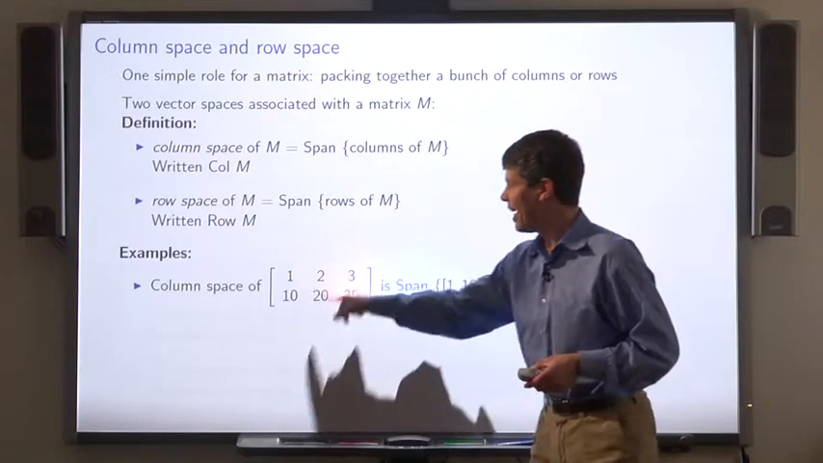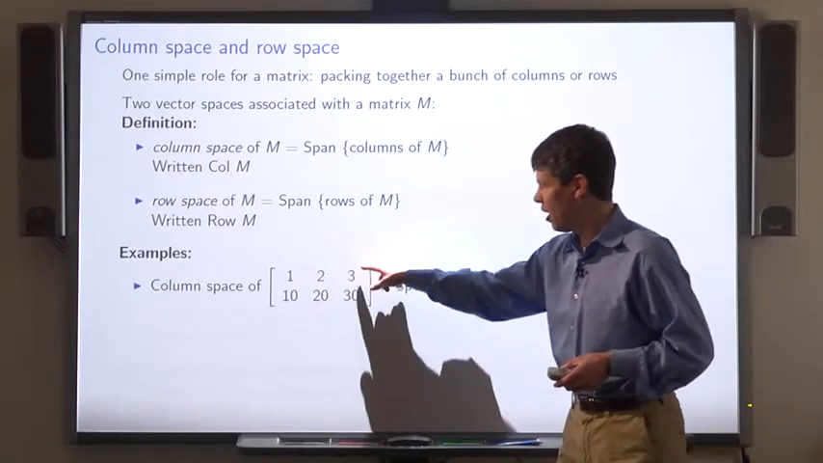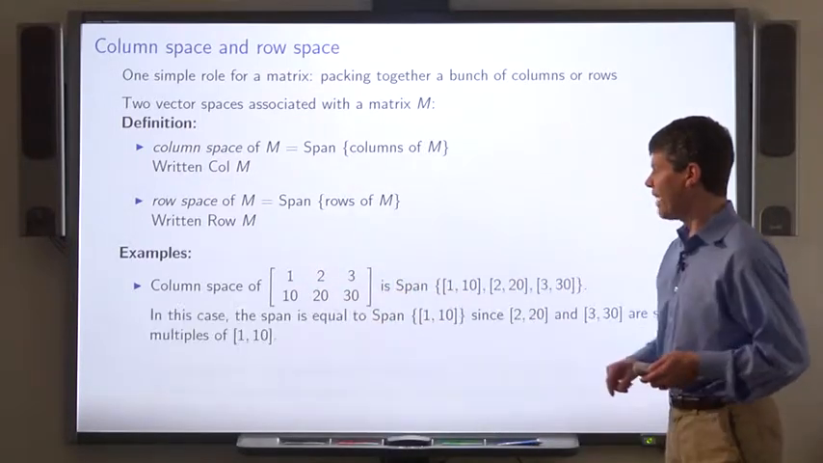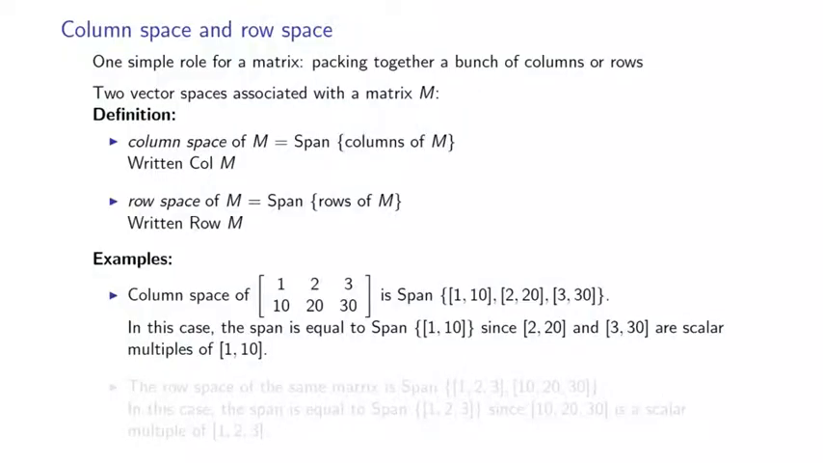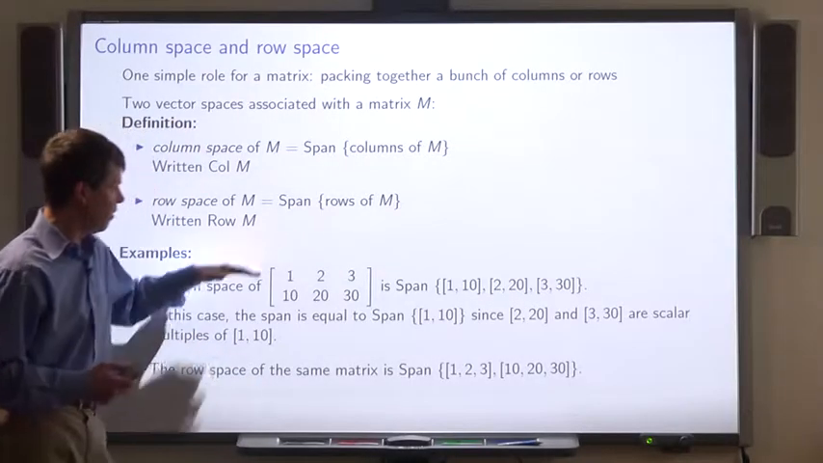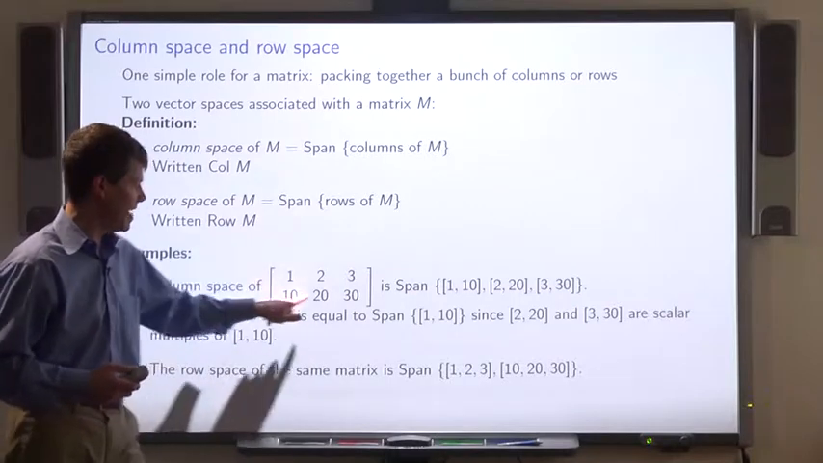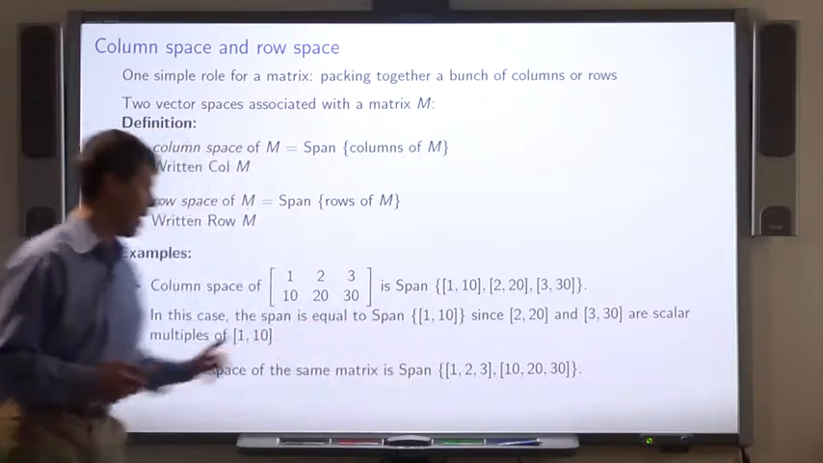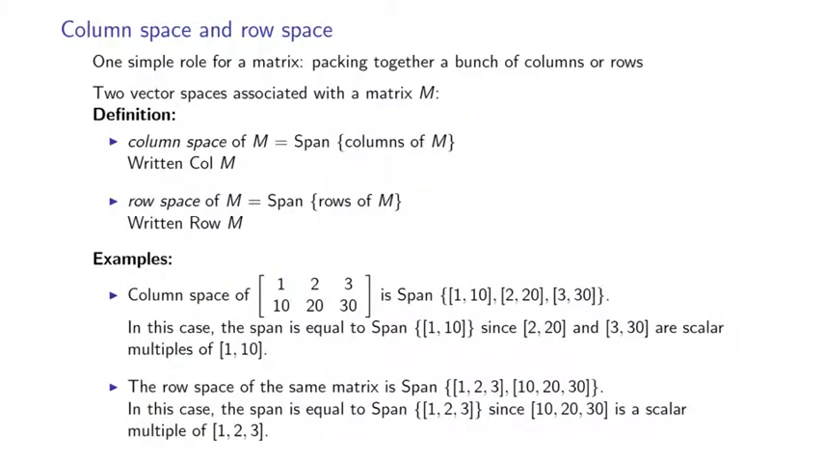So for example, the column space of this matrix is the span of its columns. The first column is 1, 1, 0, second column is 2, 2, 0, third column is 3, 3, 0. Now in this case, the span is just equal to the span of the first column, 1, 1, 0, since the other two are scalar multiples of that. But similarly, the row space of this matrix is the span of the two vectors 1, 2, 3, and 10, 20, 30. And again, this is also equal to the span of just the first vector, 1, 2, 3, since the second one is a scalar multiple of that.